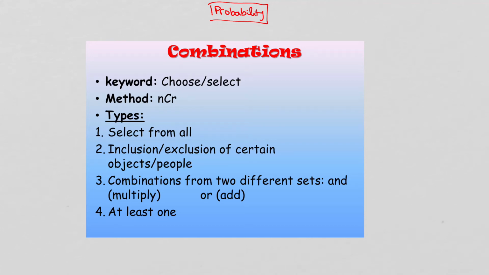Probability combinations. In these questions, when we're looking at how many ways we can combine something, the keyword is going to be choose or select. So, how many ways can we select 5 men from a group of 15 to form a team? The method that we'll be using for this is nCr. And we've seen nCr before when we were doing our binomial expansion.